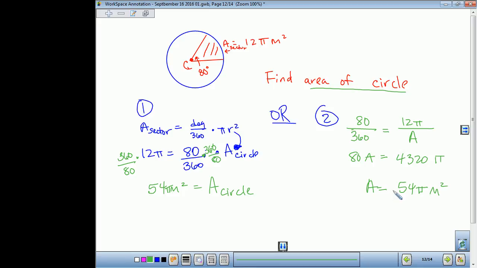Is there any difference between multiplying by the reciprocal or dividing by the regular fraction? That is the same thing. It is.